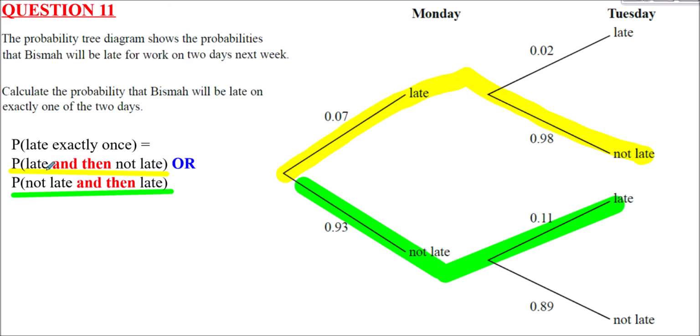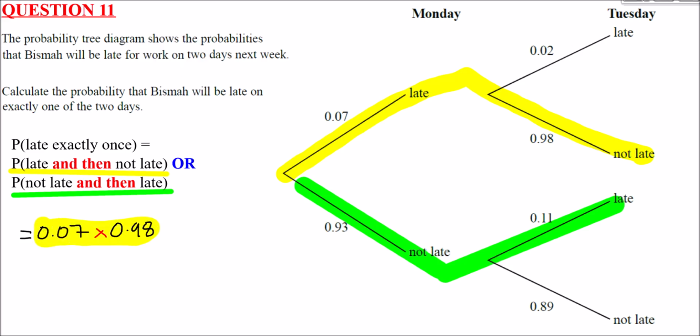Sorry, not late and then late. So you might wonder why I've got "and then" in red and "or" in blue. It's because of probability. If it's one thing and then the other with a tree diagram, what we need to do is multiply the probabilities as we go along the branches. So late and then not late, we cross 0.07 and 0.98. So we have to multiply these together. So late 0.07 and then not late is 0.98. So that's how you work out the probability of going down the yellow route.